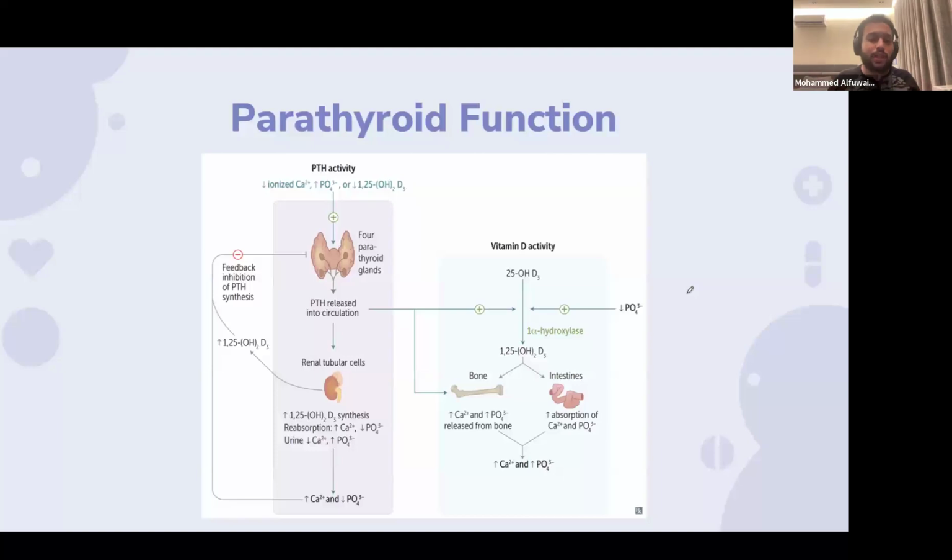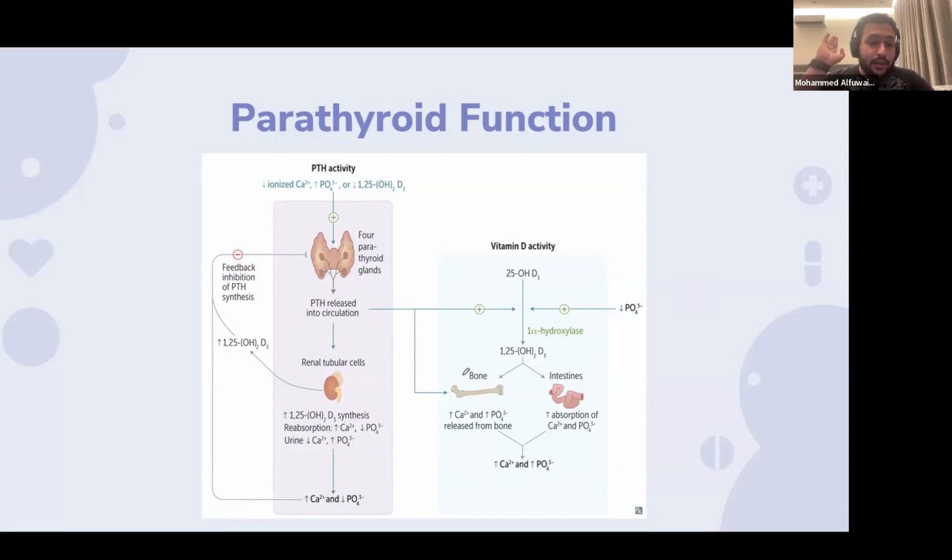Now, what will this PTH do? PTH has direct activity in two organs, the bone and the kidney. Okay. In the bone, it's gonna cause increased bone resorption. So it's gonna increase osteoclast activity. It's gonna increase calcium and phosphate in the blood, both of them. Okay.